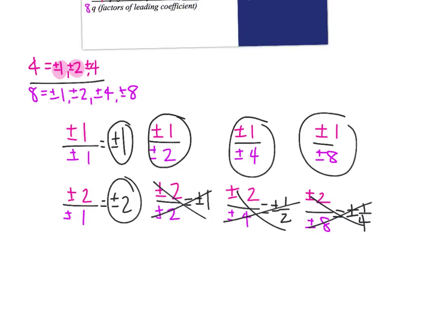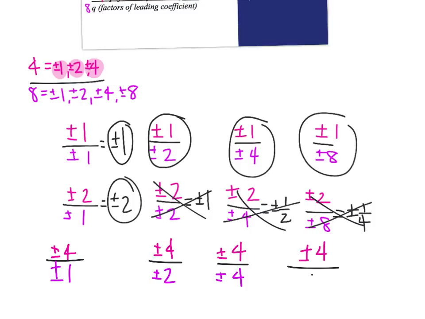Okay, so moving on to my last number on top, 4. So I have positive and negative 4 divided by positive and negative 1. And then I have positive and negative 4 divided by positive and negative 2. I have positive and negative 4 divided by positive and negative 4. And lastly, I have positive and negative 4 divided by positive and negative 8.